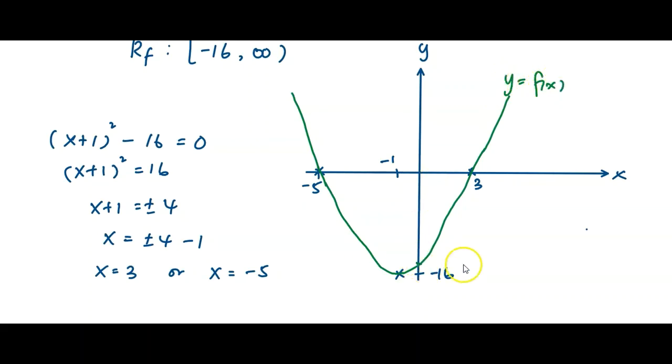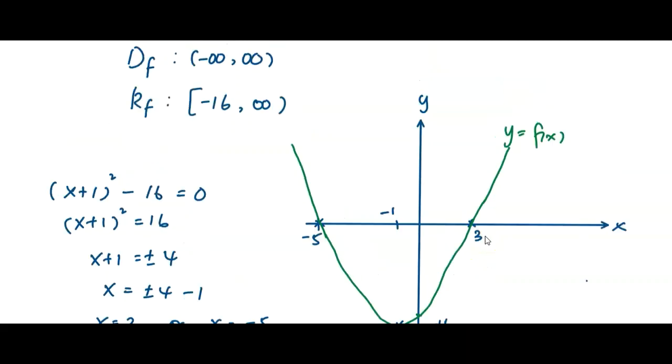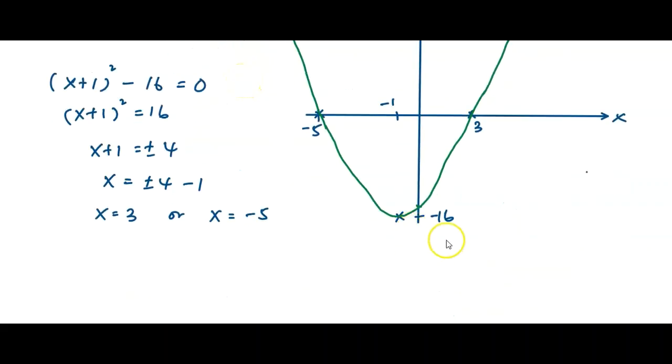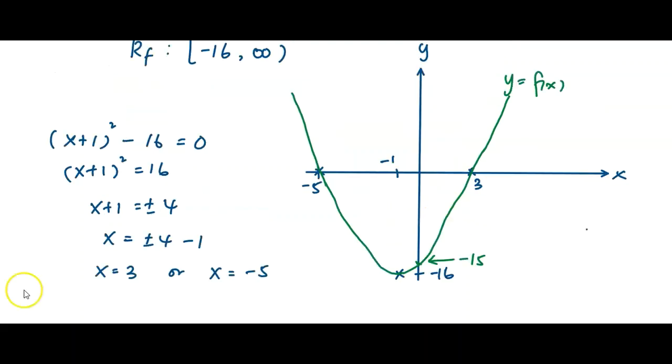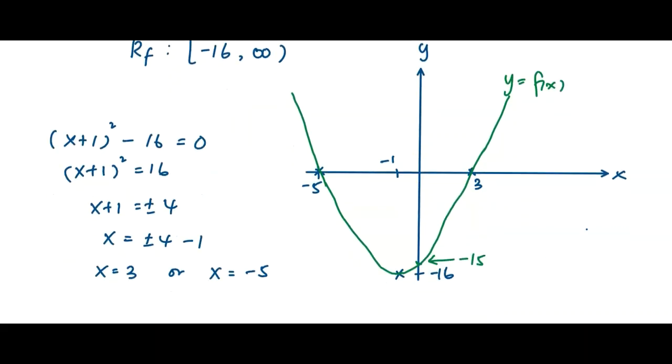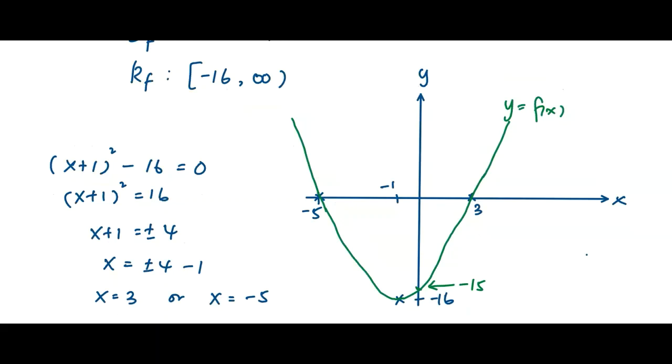There is one more important point that I need to find out. That is my y-intercept. So substitute x equals 0, you get y equals negative 15. So this point is actually negative 15. Okay, so this tallies with the domain and the range from the graph that we have sketched. Yes, it is correct. This is the last example for this video.